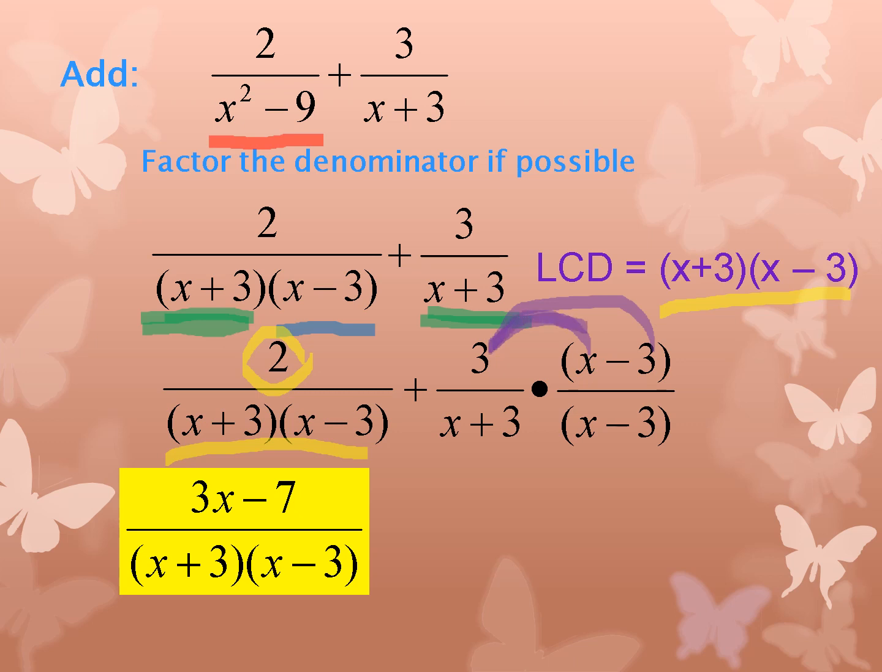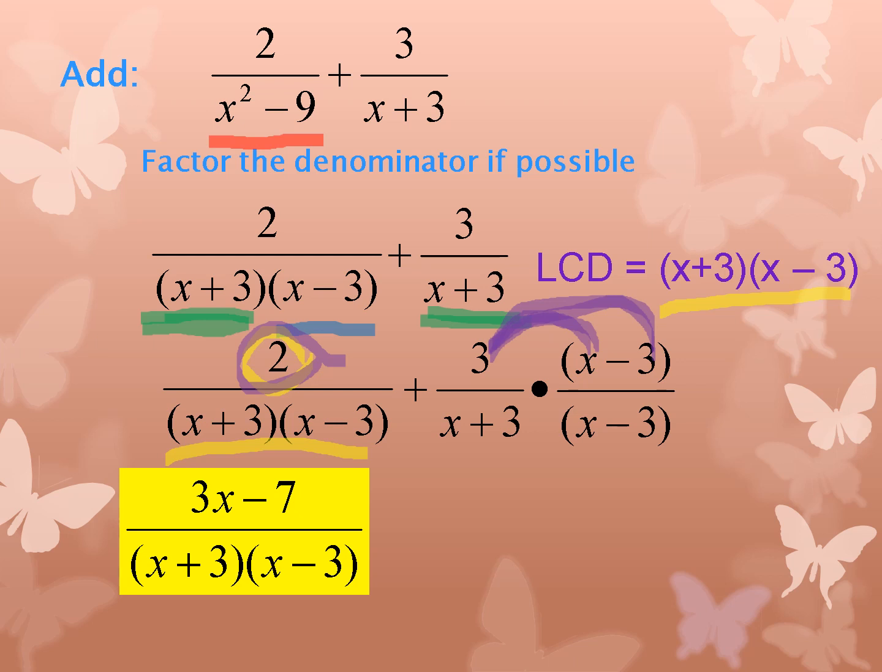Because if you recall, we got the 3x here. And then we did 3 times negative 3, which was negative 9, plus 2 became 3x minus 7. And I apologize if I said 3x. Yeah, I said it right. 3x minus 9. Okay, so now let's talk about variable restrictions.